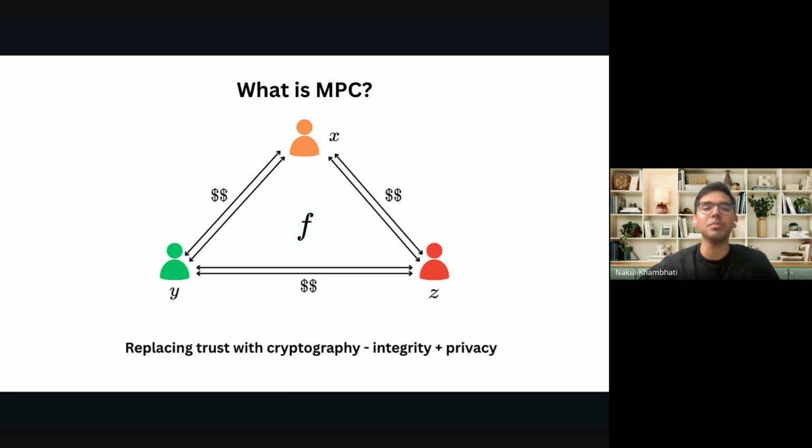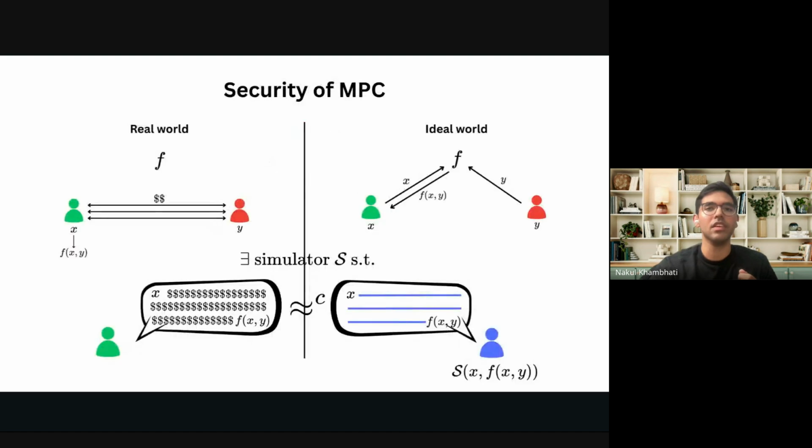MPC is using cryptography to replace this trusted party. In a little more detail, an MPC protocol just looks like people sending each other a bunch of random messages, which somehow reveal nothing but the output of the computation. The goal is that these random looking messages somehow suffice to allow the parties to compute the function. They get the output of the function in a way that preserves computational integrity, so they get the correct output, and input privacy. You don't leak your sensitive information to other parties.